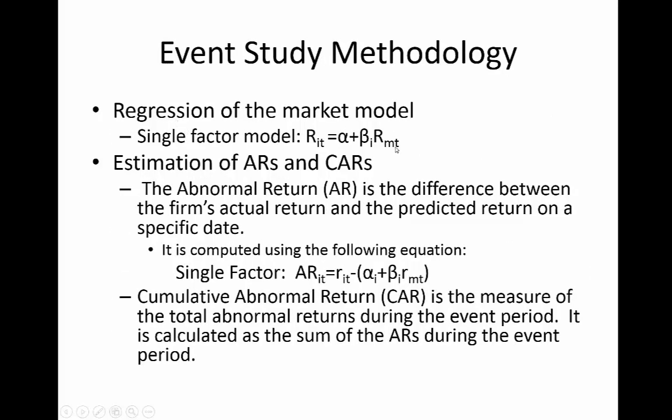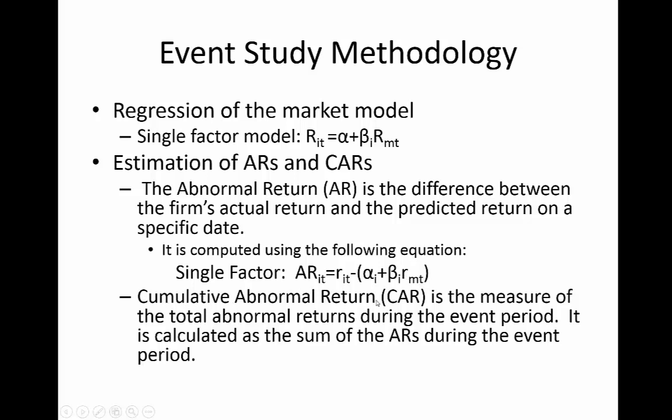So the regression of the market model looks like this. We have a single-factor model that says the returns for the firm are equal to some intercept plus the beta multiplied by the returns for the market. We can use that to estimate the abnormal returns and the cumulative abnormal returns around the event date. The abnormal return is the difference between the firm's actual return and the predicted return on a specific date. It's computed using the following equation. The abnormal return is equal to the return on a specific date minus our intercept plus our beta multiplied by our returns for the market.